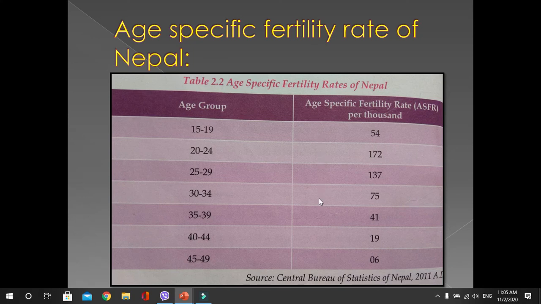TFR. So the formula is sum of ASFR, means first you have to add all these ASFR. These all are ASFR, so add all this, that means sum of ASFR, and multiply it by 5 and divide it by 1000. Once again, the sum of ASFR means you add 54, 172, 137, 75, 41, 19 and 06, and the sum will come here. That is the sum of ASFR. Multiply it by 5 and divide by 1000, the answer will come.